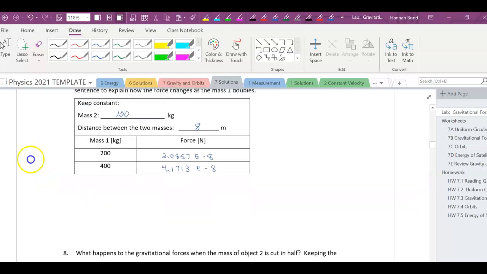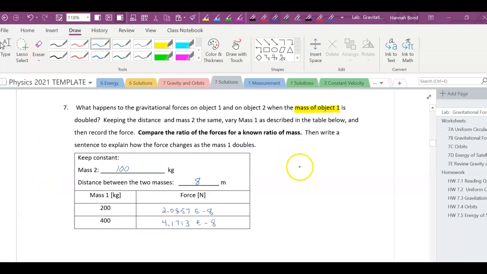Okay, and I want to look at the ratio. So I want to look at the force when mass 1 is 400 kilograms compared to the force when mass 1 is 200 kilograms. That way I'm looking at what happens when I double it.